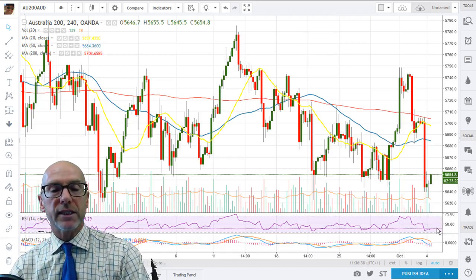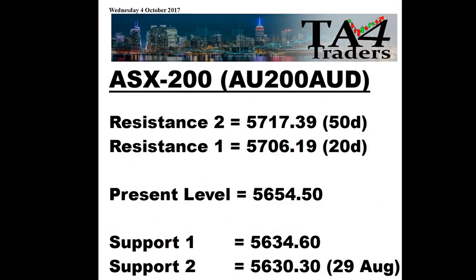Okay, looking at the support and resistance levels to watch out for. Resistance at the 20-day, 57.06.19. Then at the 50-day, 57.17.39. With supports, the low of today, 56.34.6, and the low of 29th of August, 56.30.3.